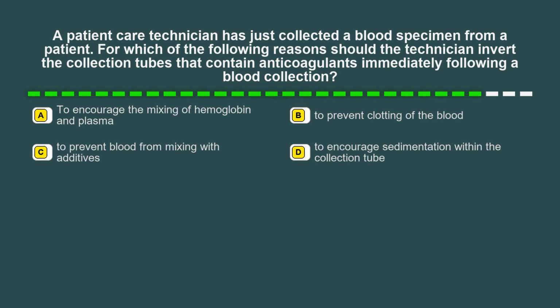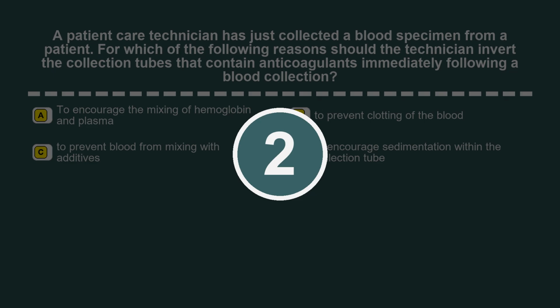Question 27. A patient care technician has just collected a blood specimen from a patient. For which of the following reasons should the technician invert the collection tubes that contain anticoagulants immediately following a blood collection? Option A. To encourage the mixing of hemoglobin and plasma. Option B. To prevent clotting of the blood. Option C. To prevent blood from mixing with additives. Option D. To encourage sedimentation within the collection tube.